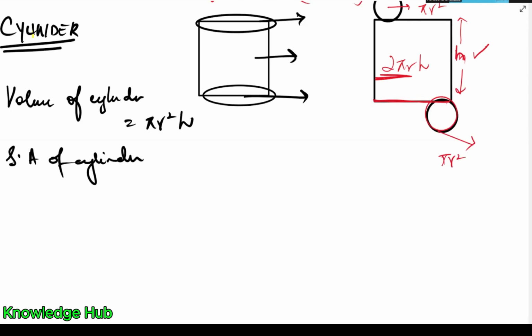The formula is important. So the formula is pi r square plus pi r square, that makes it 2 pi r square plus 2 pi r h. The formula is 2 pi r square plus 2 pi r h, right?